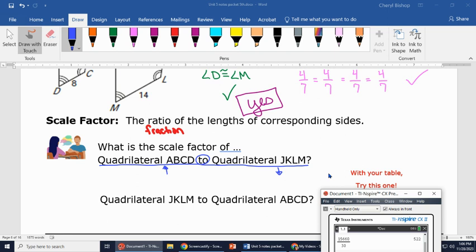Did you write it out? You can. We did it 4 times. I don't know what it was asking. Write a fraction comparing two corresponding sides. Write a ratio comparing two corresponding sides. About half a minute. We already did it 4 times.